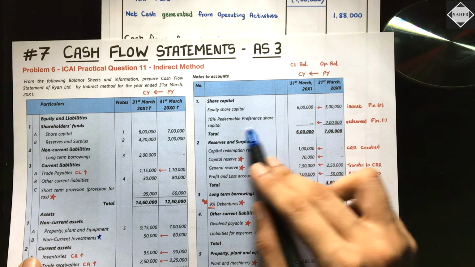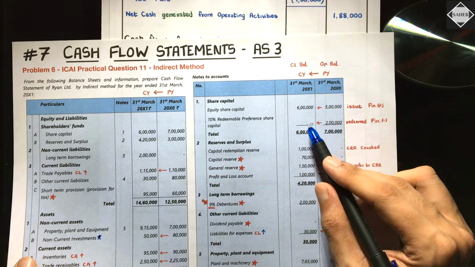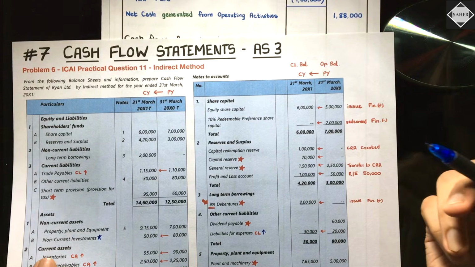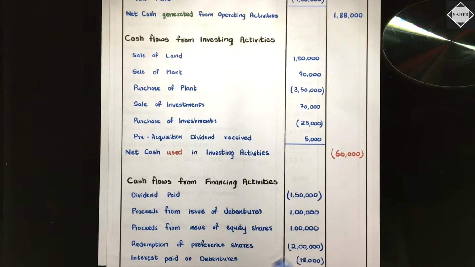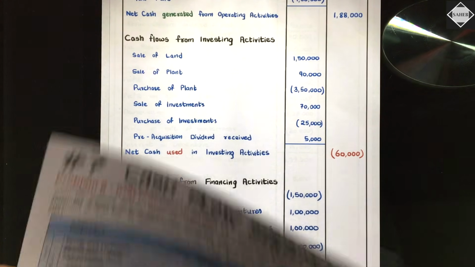Fine. So preference share capital from 2 lakh it has become 0. That means it has been redeemed. Redemption of preference shares. This much money you have paid to the preference shareholders. So it will come over here. Redemption of preference shares minus 2 lakh. It's cash outflow, right? So that's all. We have covered everything else.